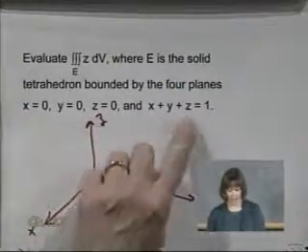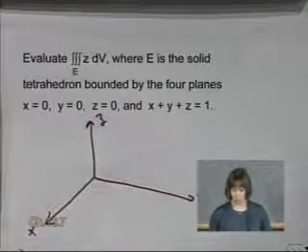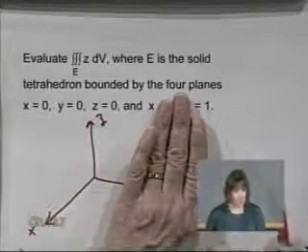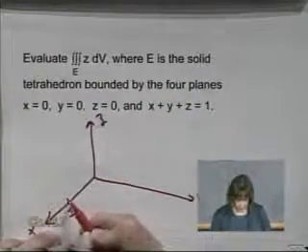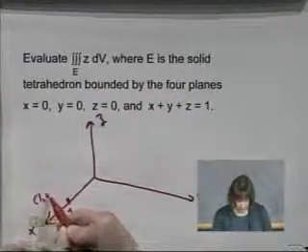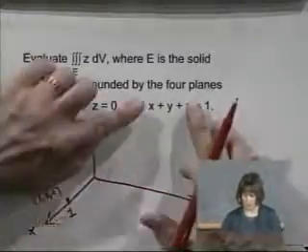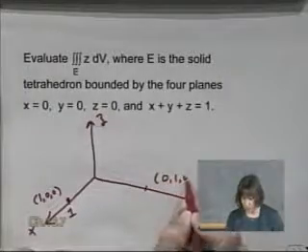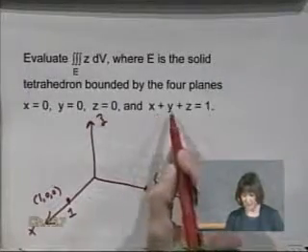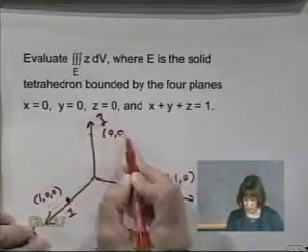In addition, I have the plane x plus y plus z equals 1. How do I draw that plane? Well, let's see. If I let y and z be 0, in other words, if I'm on the x-axis, x is 1. That's the point 1, 0, 0. If I let x and z be 0, you get y is 1. So that's the point 0, 1, 0. And if I let x and y be 0, z is 1. So that's going to be the point 0, 0, 1.